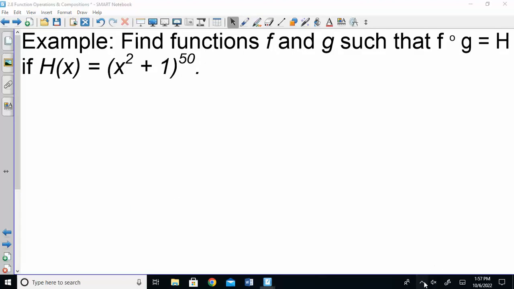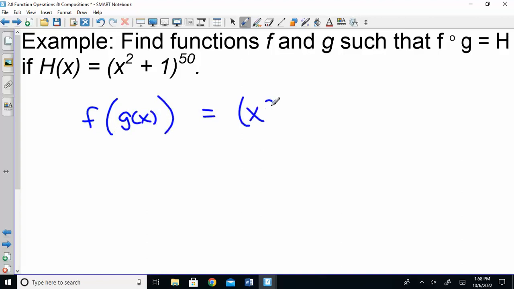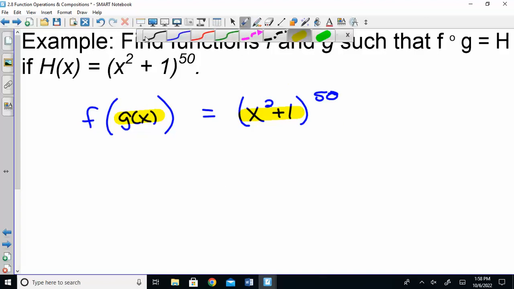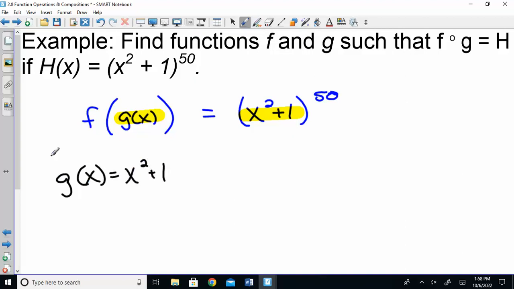You guys do this one. So, f of g is equal to this. So g is the inside. That's like the bottom of the fraction or the inside of the parenthesis. So when I look, g would have to be x squared plus 1. So f, if you took that out and replaced it with an x, you would just have x to the 50th power.